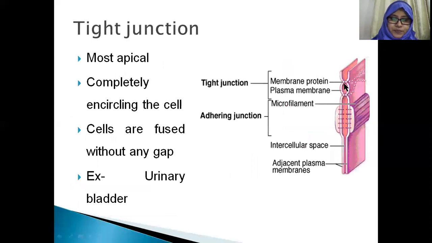Tight junction. These junctions are seen in the most apical surface of the cell membrane, completely encircling the cell. Cells are fused without any gap. This is the figure of a tight junction, where you can see there is no gap between the two cell membranes. It may be seen in the urinary bladder.